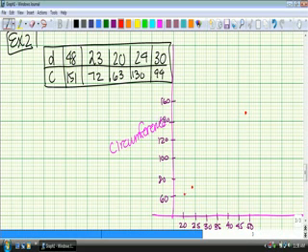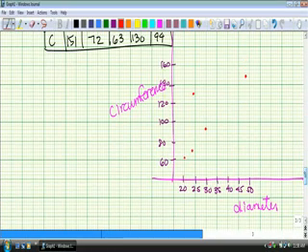2063. Then 24, 130. 24, 130, about right there. And then 3094. 3094, about right there. And this is my scatter plot, okay? I'm not going to draw any lines because it does not say graph an equation, a linear equation. This is just graph a scatter plot. So this would be my answer.